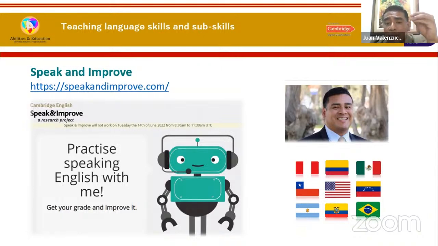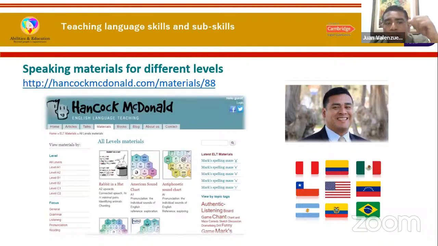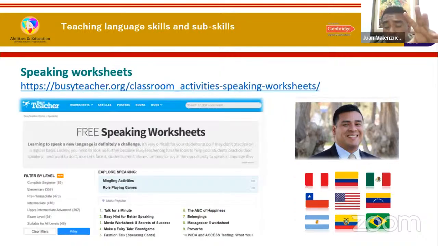You are going to use the computer microphone or the phone microphone to answer the questions. And by the end of each round or section, the robot, Sally, will give you feedback, will give you a level. Sally will tell you if your speaking is level B1, level B2, level C1. It's very, very interesting. Here is one website where you can get speaking materials for different levels, speaking worksheets also.